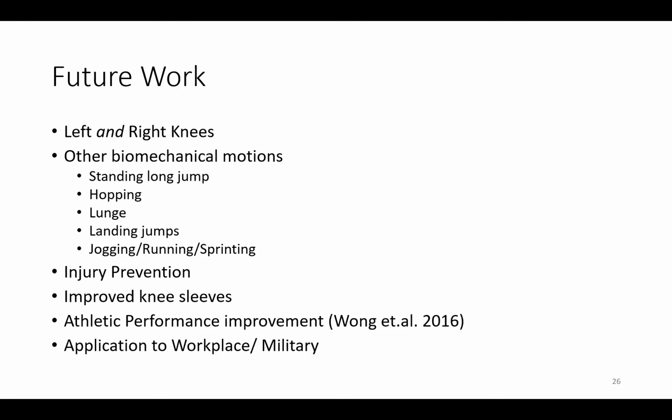It can have an improved knee sleeve and improved attachment methods. And lastly, in sports, it can have athletic performance improvement. And when you take this out of the sport environment and apply it to other real world applications, you can use this in the military or in workplace situations where they're also going through similar types of biomechanical movements.